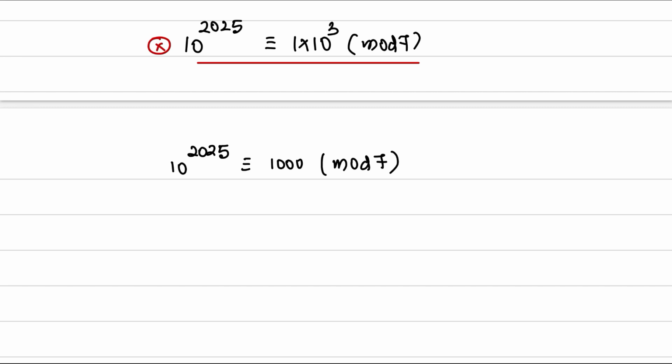What is 1000? Let us concentrate on the right hand side. Now, 10,000 mod 7 is equal to how much? Once we know that, we can find out the remainder.